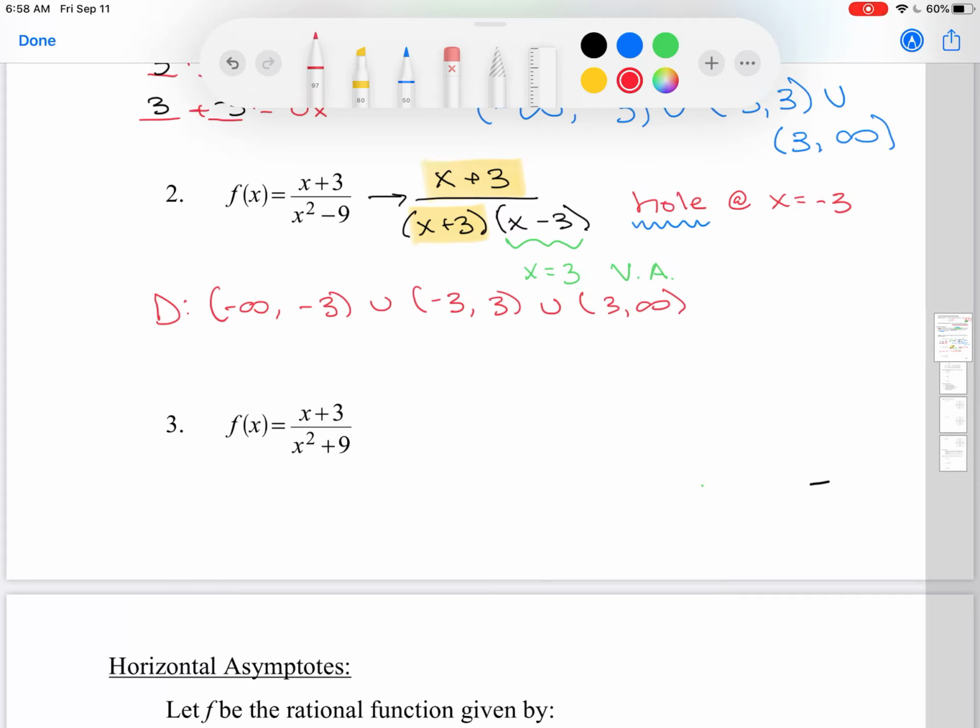Negative infinity to negative 3, union negative 3 to 3, union once more from 3 to positive infinity. And that is question number 2.